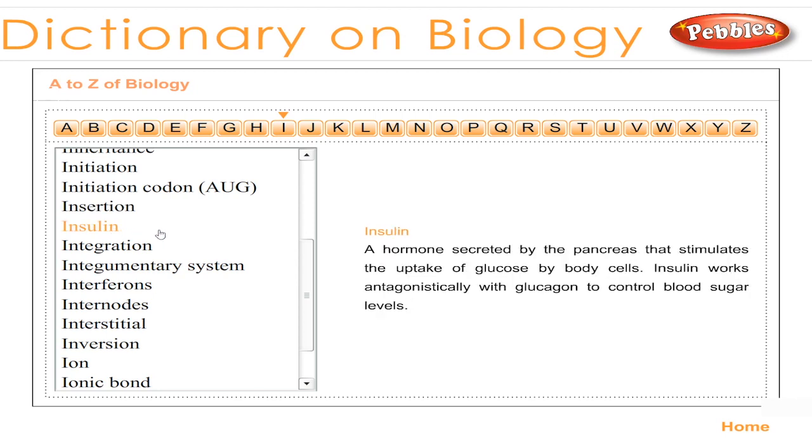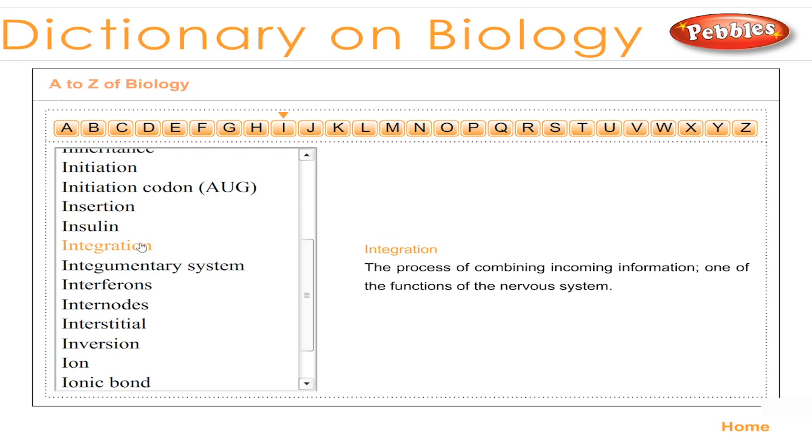Insulin, a hormone secreted by the pancreas that stimulates the uptake of glucose by body cells. Insulin works antagonistically with glucagon to control blood sugar levels. Integration, the process of combining incoming information, one of the functions of the nervous system.